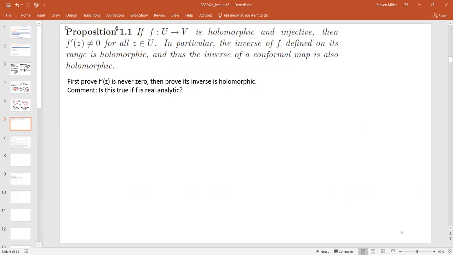Then f prime of z is not zero for all z in U. In particular, the inverse of f defined on the range is holomorphic. And thus, the inverse of a conformal map is also holomorphic.